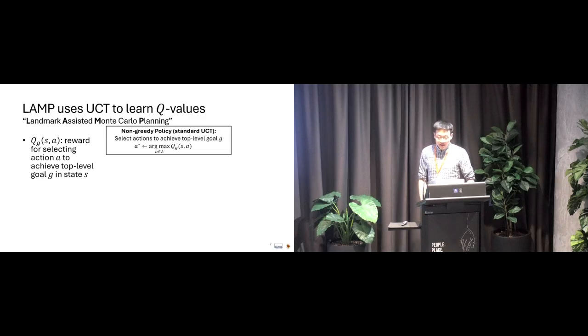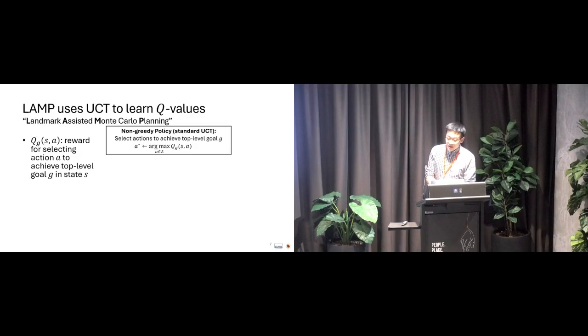A critical part of LAMP is how it decides which actions to take. As with standard UCT, we use rollouts to learn Q functions that estimate the value of taking each action. QG is the reward of selecting an action with respect to that final goal G. This selection policy is the one used in standard UCT, and it only considers that final goal. It doesn't benefit at all from landmark guidance. Now, the idea of LAMP is to use those landmarks to decompose the problem.